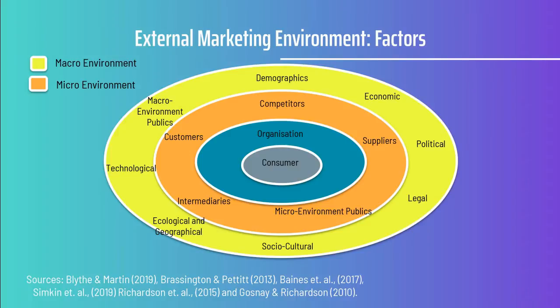So looking at the macro environment, the main elements are demographic factors, so things like race and gender; economic factors, such as a growth in unemployment or demand in the economy; political factors, so responding to the current or prevailing political climate; legal factors, so government passing any laws that might affect your business or organisation; social cultural factors, so looking at the shared attitudes and beliefs of the population; ecological and geographical factors, so looking at things like the climate emergency and more green consumers; technological factors, so the impact of the internet, social media, online shopping; and finally macro environment publics, so this is things like trade unions and citizen action groups that you have to respond to.